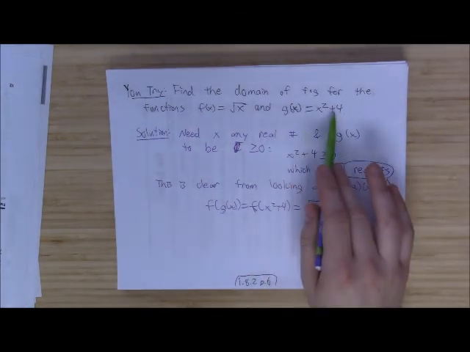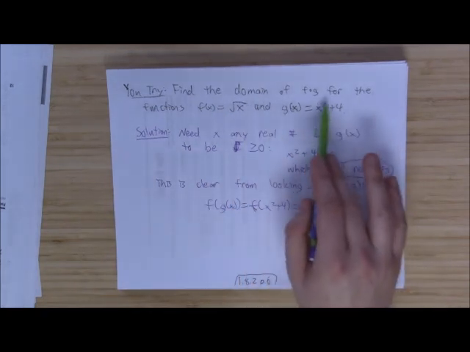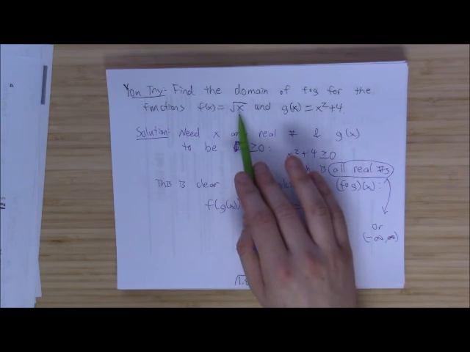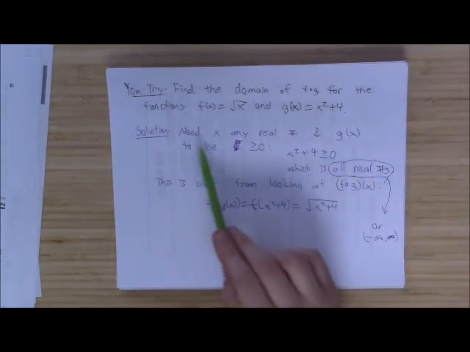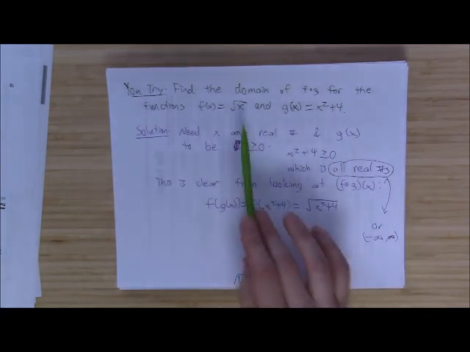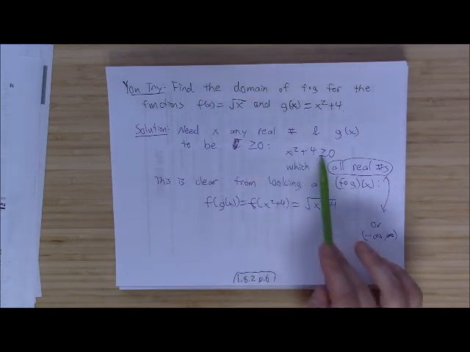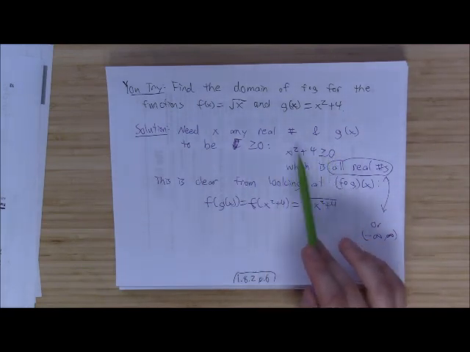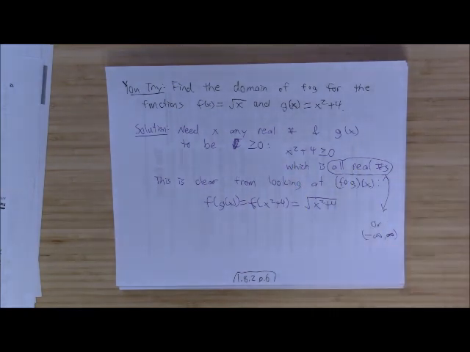x can be any real number because that's the domain of g. But then we need to make sure that g of x falls into the domain of f of x. See the last slide. Namely, here we need x to be any real number, and g of x needs to be greater than or equal to 0 because that's the domain of f. But taking that, we see that x squared plus 4 is always going to be greater than or equal to 0 because x squared is always positive. So we have all real numbers as our domain, or negative infinity to infinity.